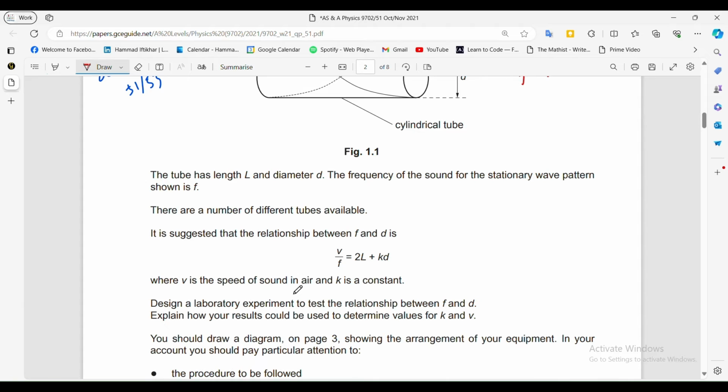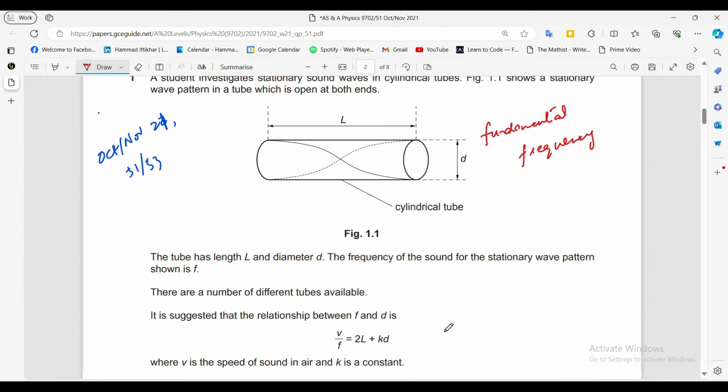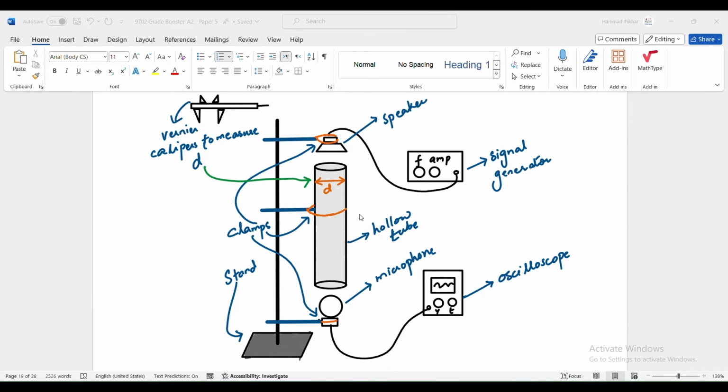Design a laboratory experiment to test the relationship between F and D. F is the frequency, D is the diameter. Explain how your results could be used to determine the values for K and V. Right. So let's see our diagram, how we can actually set this up.